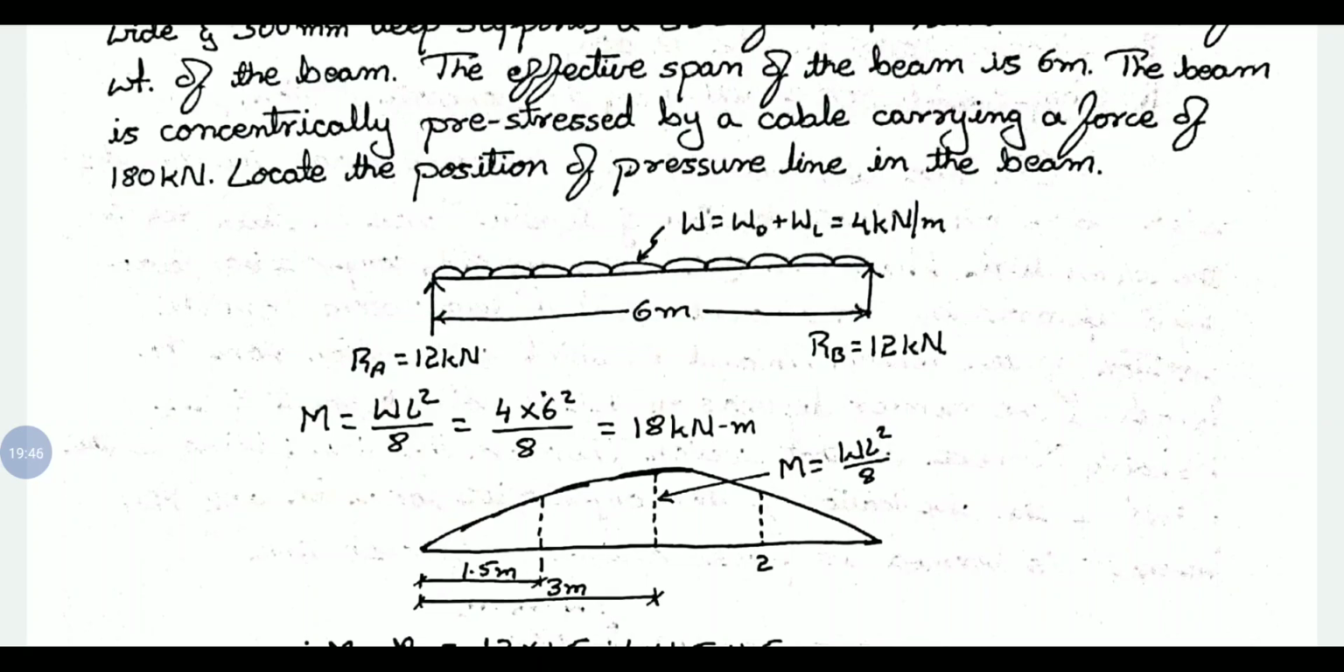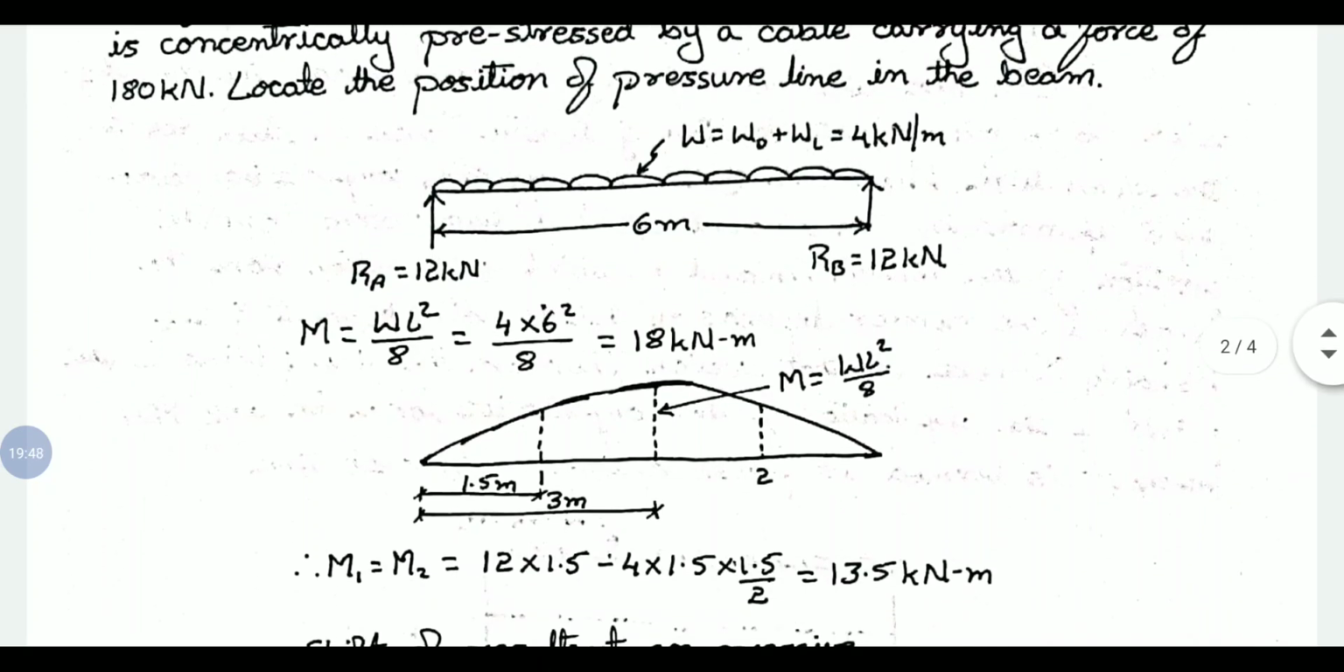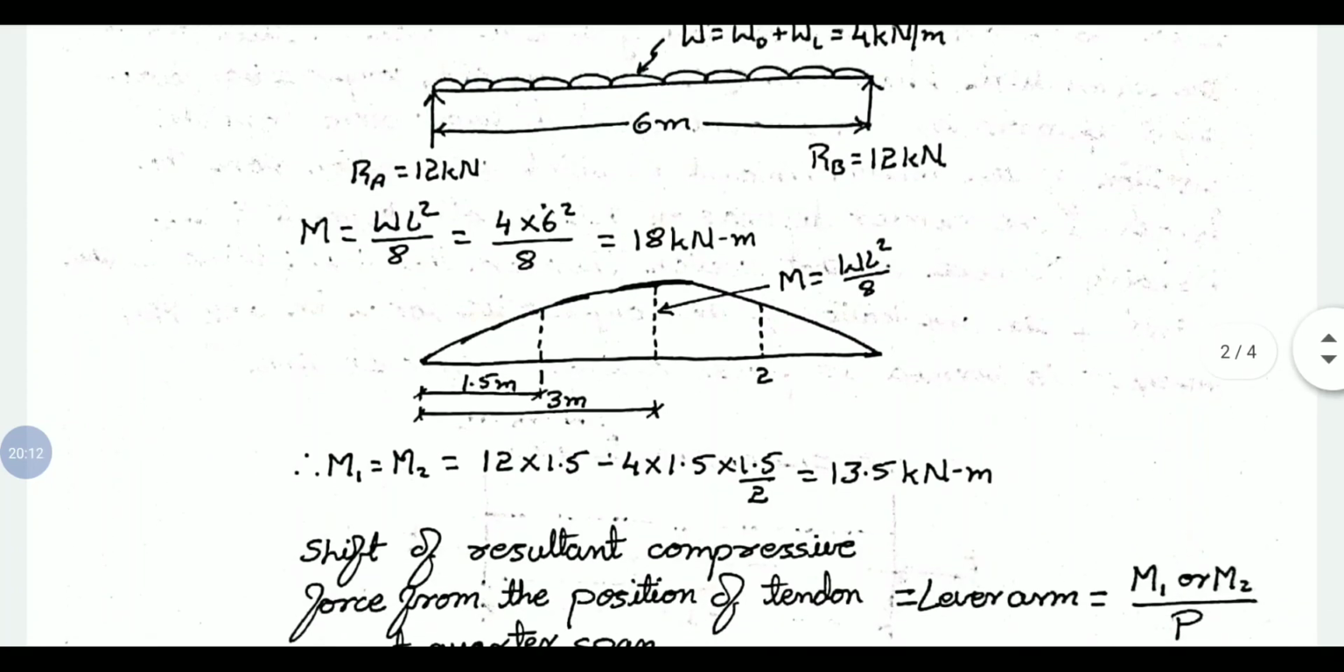At different sections, here we have considered quarter span on either side. The span is 6 meter, so quarter span means 1.5 meter from either support. To calculate the bending moment at quarter span we need support reactions, so we have calculated them here. At midspan we have WL square by 8, and at quarter span we have calculated here. For the given load, the midspan moment is 18 kilonewton meter and the quarter span moment is 13.5 kilonewton meter.